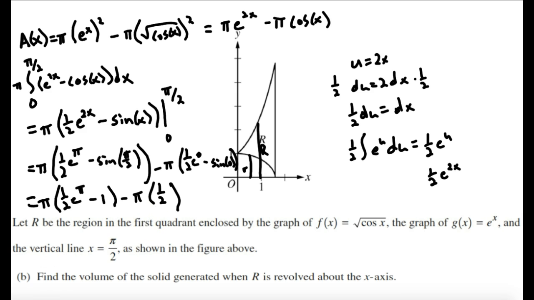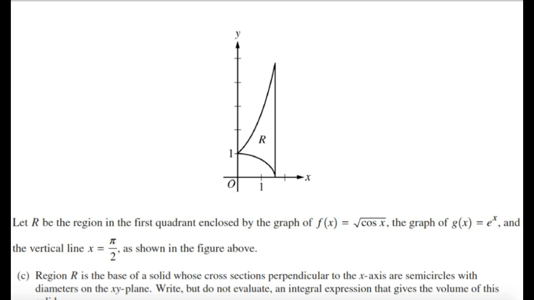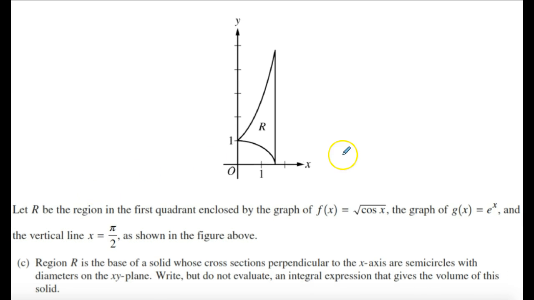All right. Then part C says that region R is the base of a solid whose cross-sections perpendicular to the x-axis are semicircles with diameters in the xy plane. So what that's saying is, here's the diameter of my semicircle, and then coming out of the board are semicircles. Write, but do not evaluate, an integral that gives the volume. So we've got a semicircle whose diameter is the distance between my two functions. So the diameter here is e to the x minus the square root of cosine.